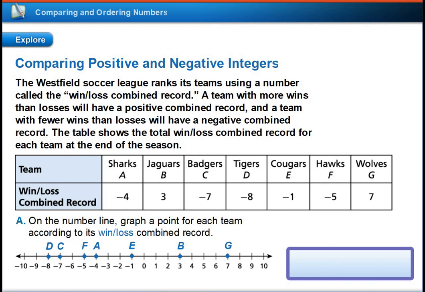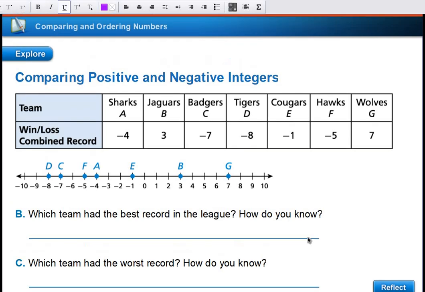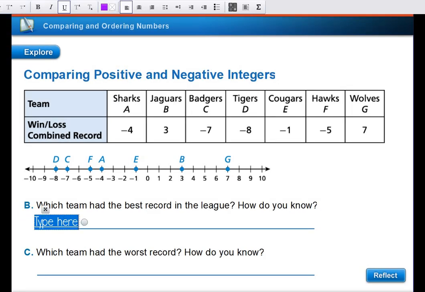All right. So now that we have these numbers graphed, we're going to take a look at which team had the best record in the league, and how do we know? If you answered for this one that the Wolves have the highest record, you would be correct. The Wolves had the highest record. And how do I know that? Well, in order to have the highest record, they have to have the highest score, or the best score. And when I look at a number line, the number that's furthest to the right is always the largest.